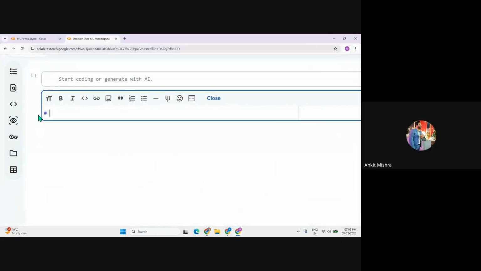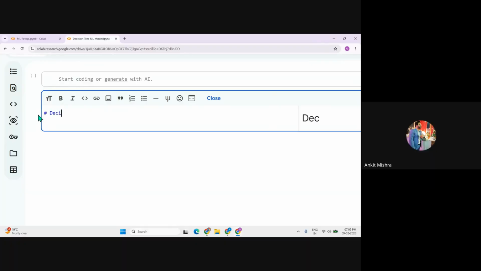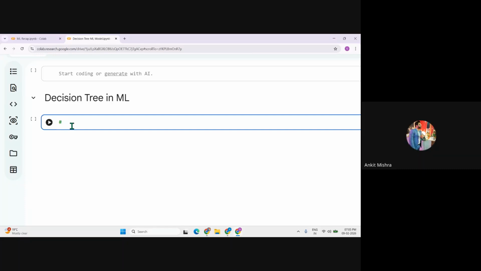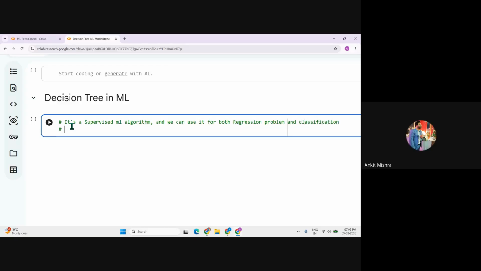So today the model that we are going to understand is the decision tree in ML, right? Decision tree is again a supervised machine learning algorithm, and we can use it for both regression problems and classification problems. You can just write the definition. Let me just make it more clear.